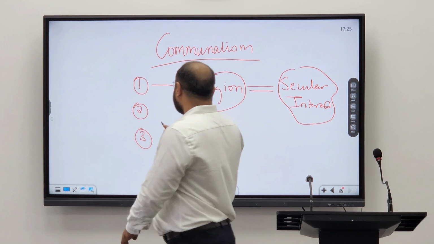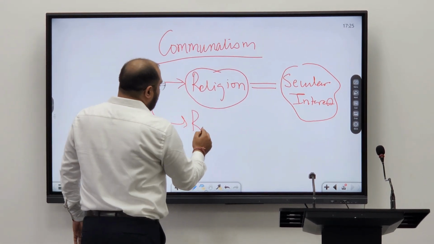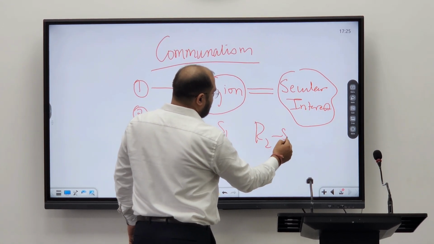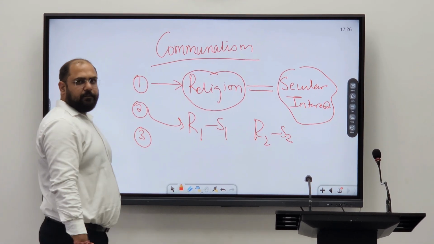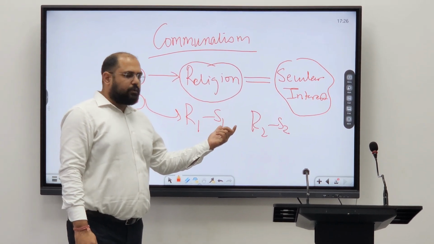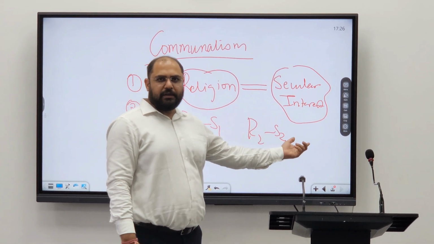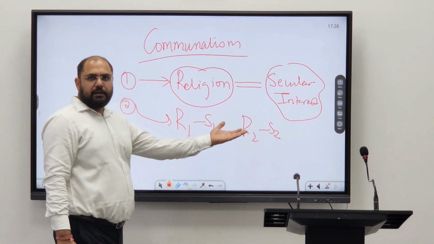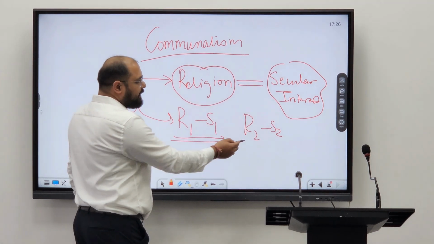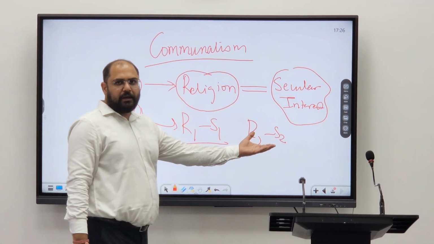In the second stage, it will be said that religion one's secular interest and religion two's secular interest are different. Like, if Hindus are demanding one type of education, Muslims will demand a different type of education. Religion one is demanding one type of secular interest and religion two is demanding a different type of secular interest.